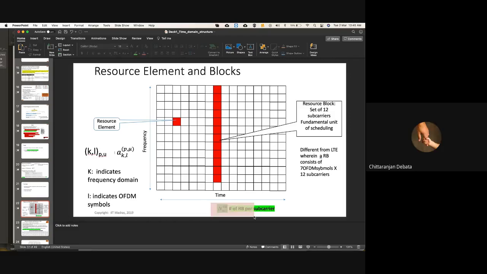Okay, this is not the time axis. I just put it here. I should have put it somewhere here. I just put it there so that it's easy. Nothing more than that.